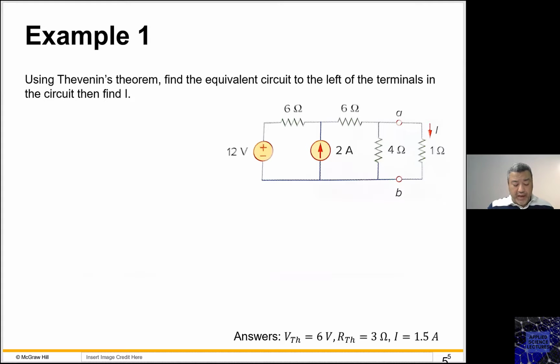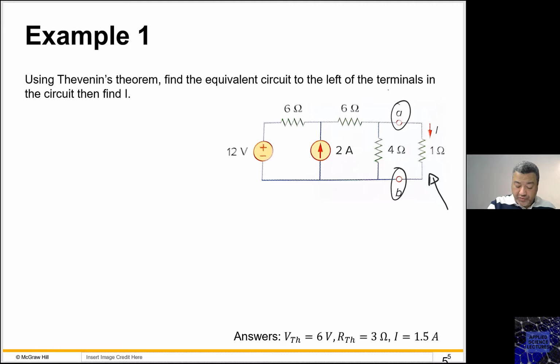So here we need to apply Thevenin's theorem to find the equivalent circuit to the left of the terminals in the circuit, then find the current I. So usually we distinguish the output for a circuit with having such terminals here. Those terminals tell me that this is now a load. This is my load. The 1 ohm resistor is the load that is connected to the original circuit.